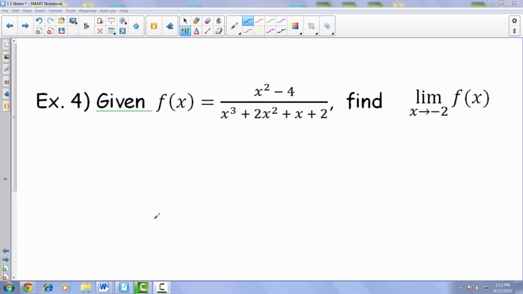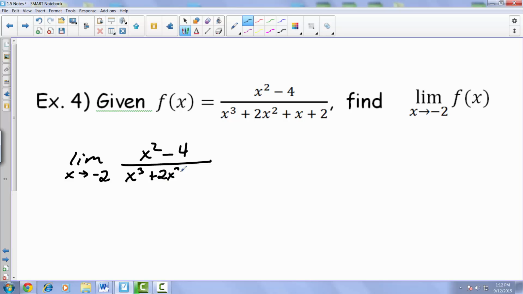Here we're looking at example 4 from our 1.5 set of notes. We're asked, given this following function, find the limit as x approaches -2. So then we end up with the limit as x approaches -2 of x squared minus 4 over x cubed plus 2x squared plus x plus 2. Now we can go ahead and first start out by factoring this item.